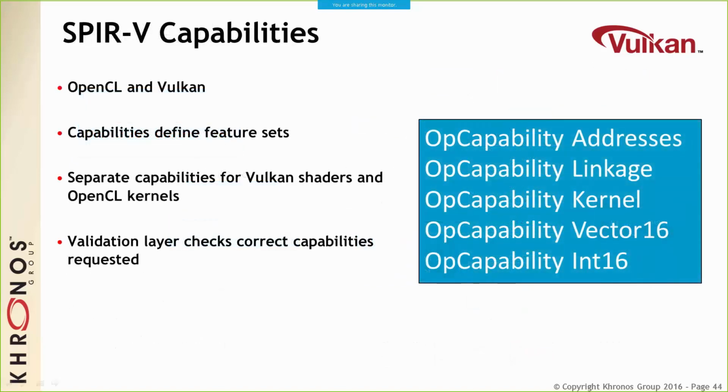As mentioned, SPIR-V covers both OpenCL and Vulkan. However, these have very different feature sets. One way to enable that within the language is to define capabilities. So OpenCL will have a different set of capabilities to Vulkan, and you enable them in the binary shader itself. One of the benefits of this is that the validation layer will make sure that any features you use within your shader have been explicitly enabled with a capability, or else the validation layer will tell you that it will not work. So these capabilities define a clear set of feature sets that you can then use within your SPIR-V binary.